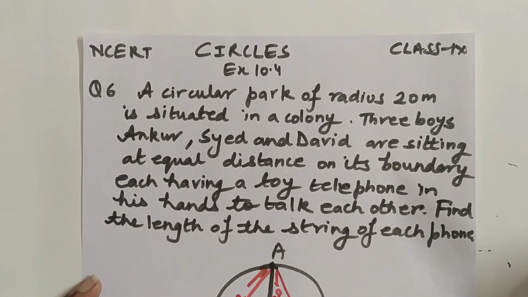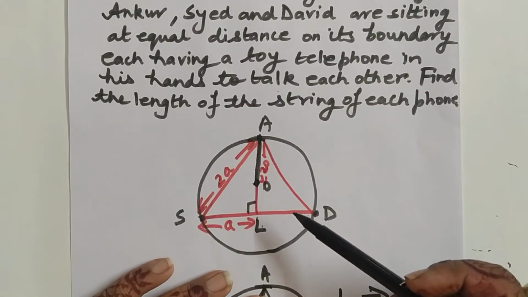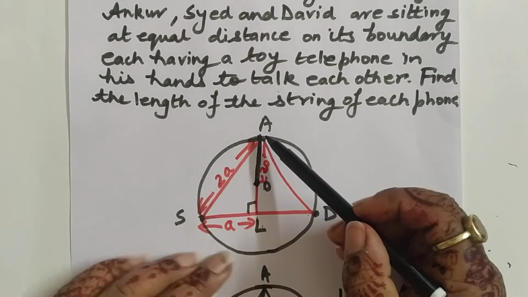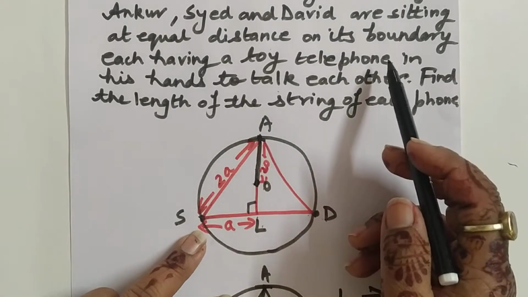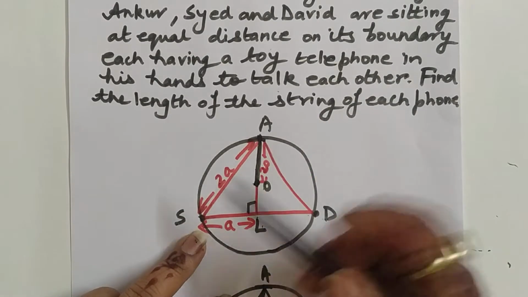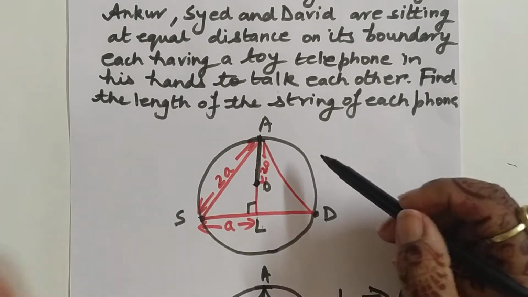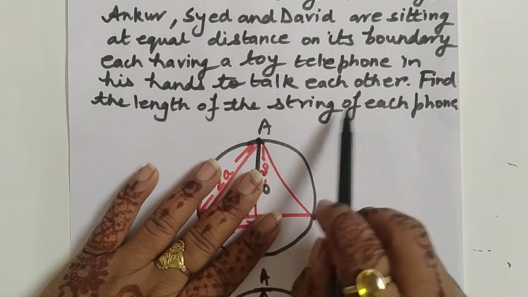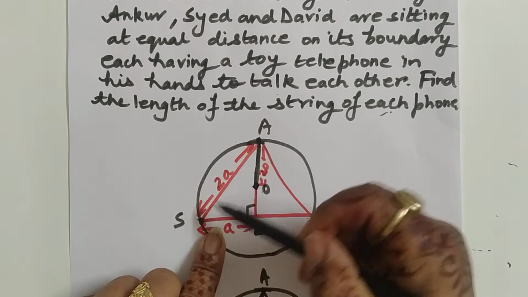So again we are going to understand this question with the help of a figure. I have already made the figure, this is a circle. This is the circular park where the three boys are sitting on the boundary of the circle. Yes, it is given in the question. So this is Ankur, this is Sayyed and David. These A, S, D represent the three boys. Basically, we have to find the length of the string of each phone. They are using a toy telephone, and they are talking to each other.